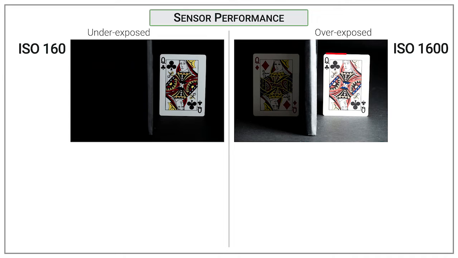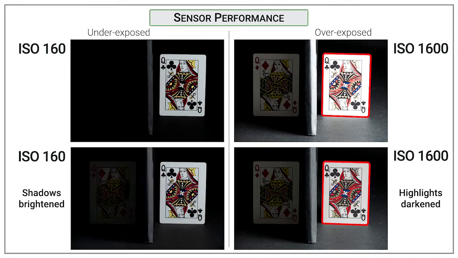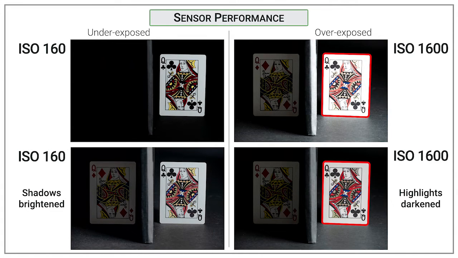I'm going to take them into post-production and try to recover information. I'm going to take the highlights and darken them down to see how good they look. Then I'm going to take the underexposed image and brighten up those shadows to see what sort of information I get. And then I'm going to compare all of them to see how they look.